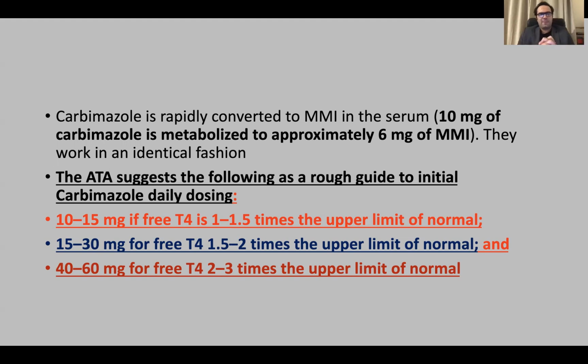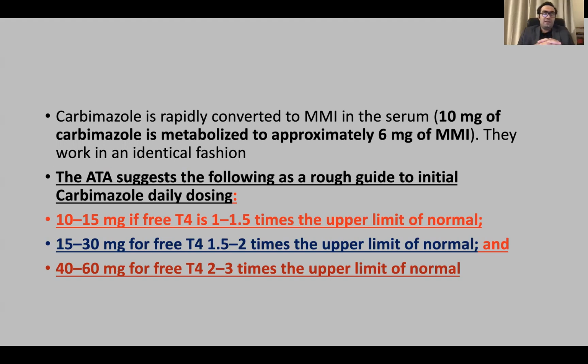dose of 5 mg. If the initial free T4 is 1.5 to 2 times the upper limit of normal, that is around 3.5 to 4, then we have to give a moderate dose, which is 15 to 30 mg of carbimazole, which is numercazole.